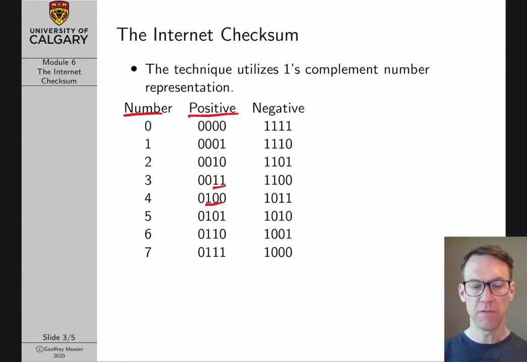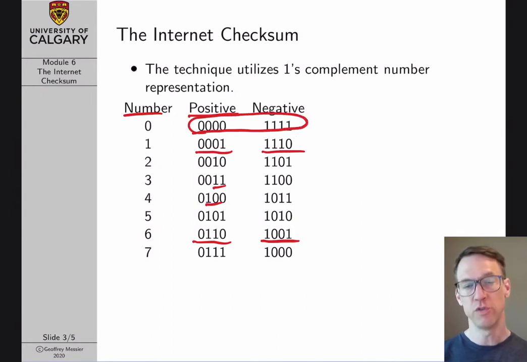And the corresponding negative number is just the bitwise inversion of the positive number. So if this is positive 1, this is negative 1. If this is positive 6, this is negative 6. And the implication, however, is that we have two values for 0, which you don't have with 2's complement. And so let's work through some examples to see how this all fits together from a checksum perspective.